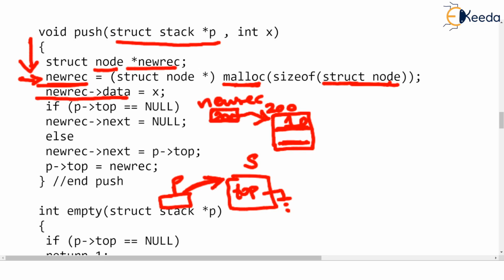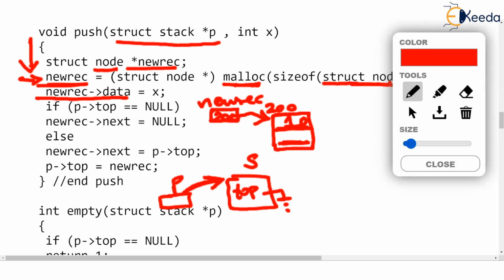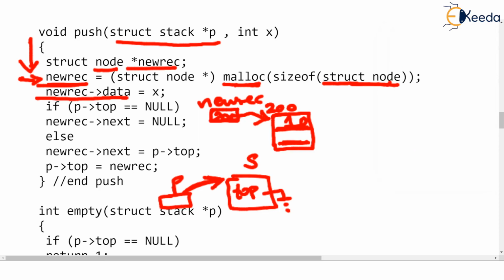So what we have done till now is that we have created a new node and we have stored the data in that node. And now check that the next line is an if statement where it says if p arrow top is null, just keep an eye on the diagram. Is p arrow top null? Yes, exactly. P arrow top, check this, is really null, isn't it? So if this is true, then we are going to do new rec arrow next equal to null.